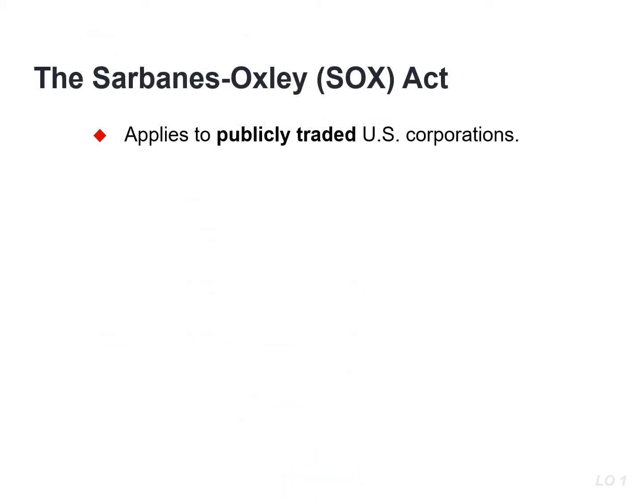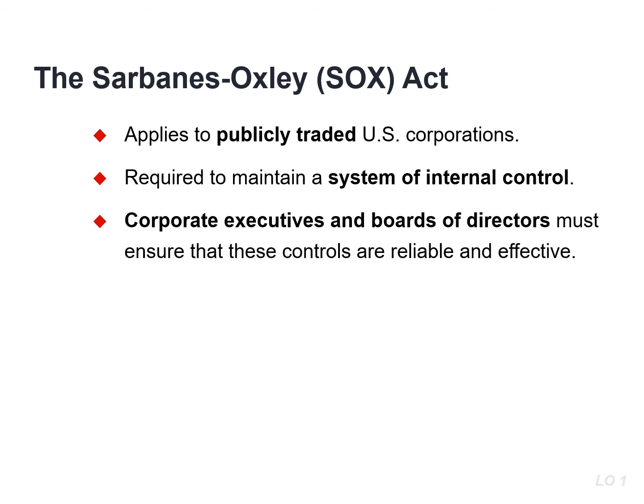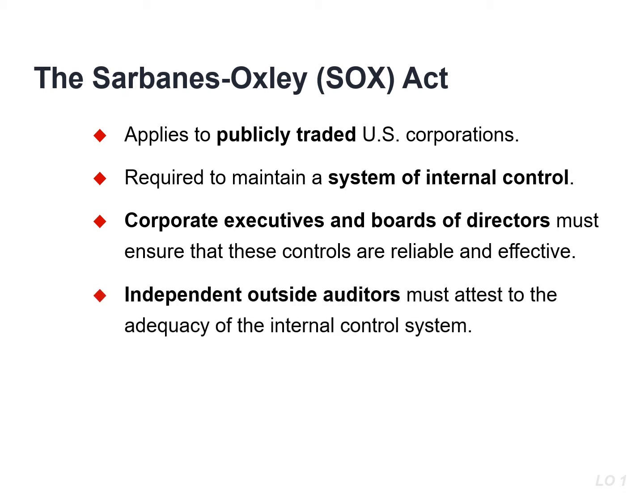After numerous corporate scandals in the early 2000s, Congress passed the Sarbanes-Oxley Act, or SOX, which requires all publicly traded U.S. corporations to maintain an adequate system of internal controls. In addition, corporate executives and board directors must ensure that these controls are reliable and effective. Independent outside auditors must attest to the adequacy of the internal control system. Companies that fail to comply are subject to fines, and company officers can be imprisoned.